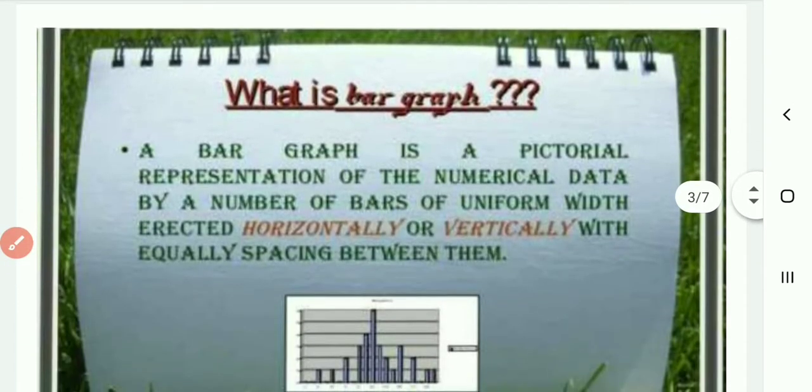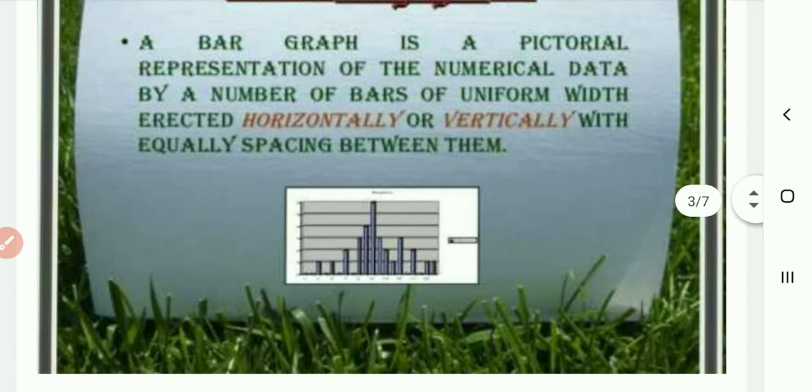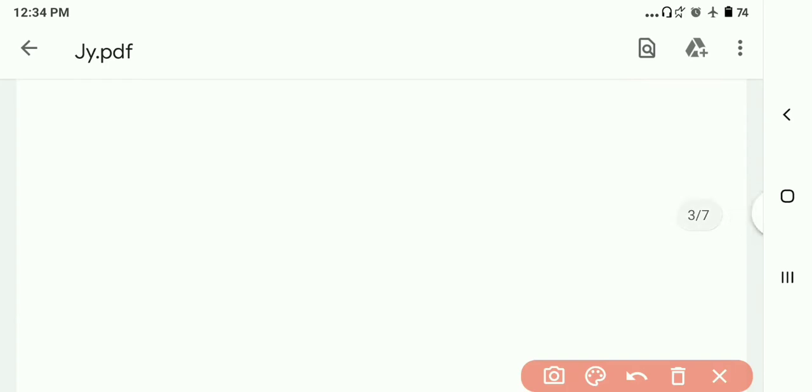Now what is a bar graph? A bar graph is a pictorial representation of numerical data by a number of bars of uniform width erected horizontally or vertically with equal spacing between them. So you can make bar graphs in two different ways. Suppose we make a vertical line, the y-axis, then the x-axis.